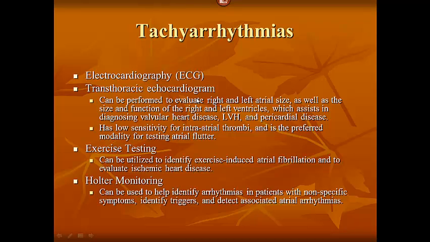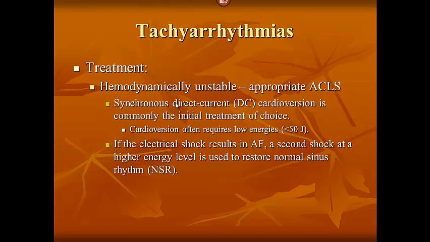EKG should be done, transthoracic echocardiogram, basically to see the right side and the left side of the heart, to see the valves, to see if there is any type of hypertrophy. You could do also a stress test to evaluate if the exercise would induce the atrial flutter. You could put a Holter. If the patient is hemodynamically unstable, you could do a cardioversion. And again, there's a high risk for thromboembolic event, so do an echo first to make sure that there is no thrombi before you do cardioversion.